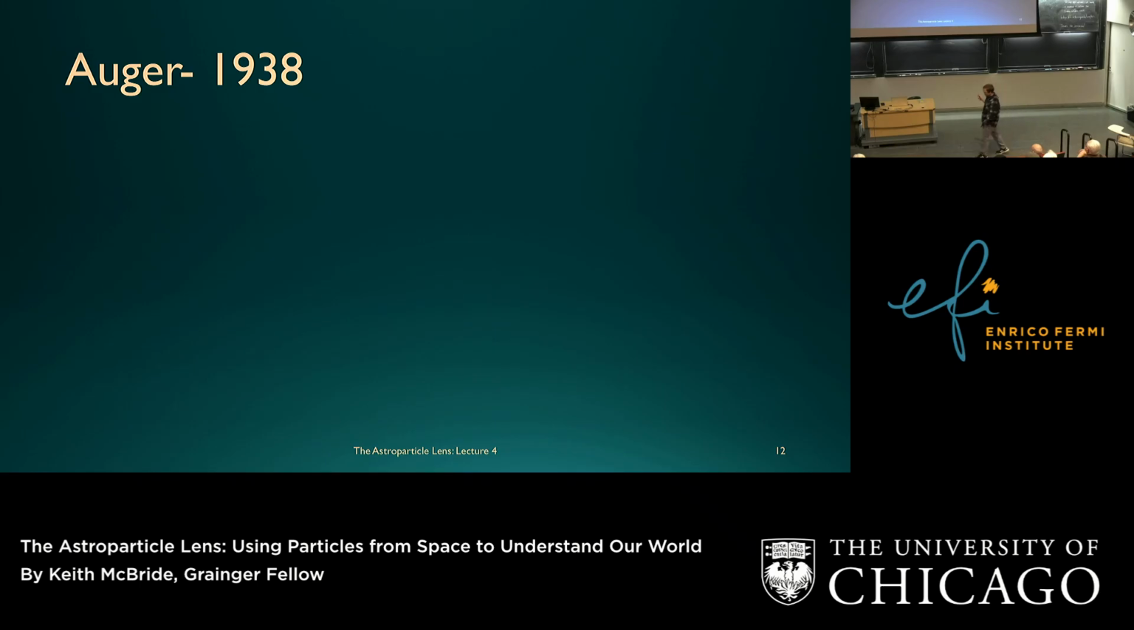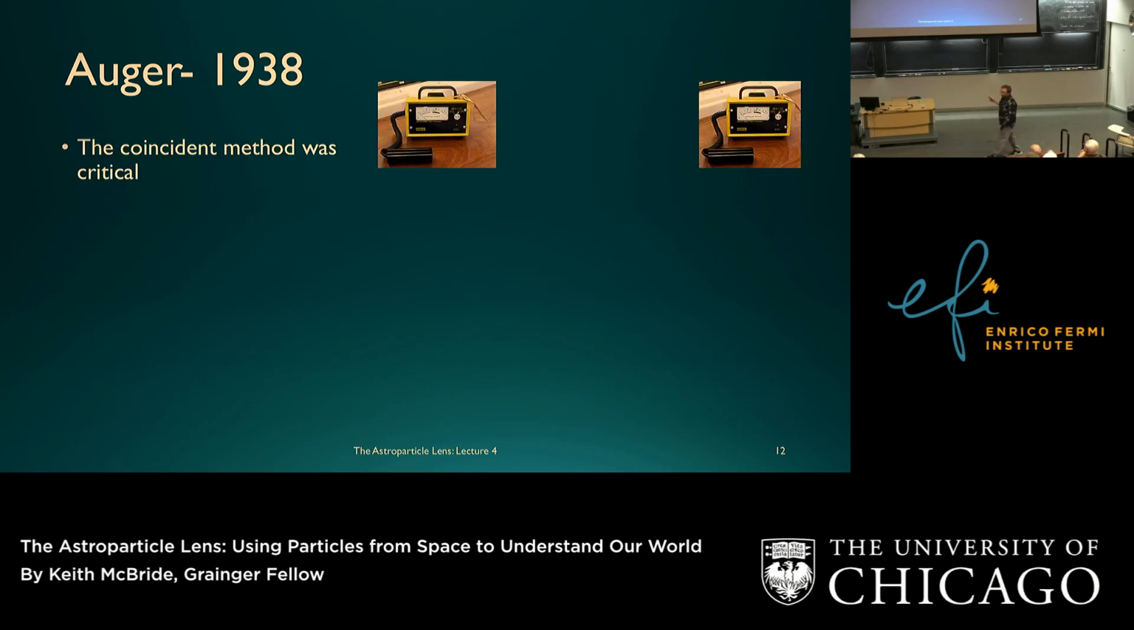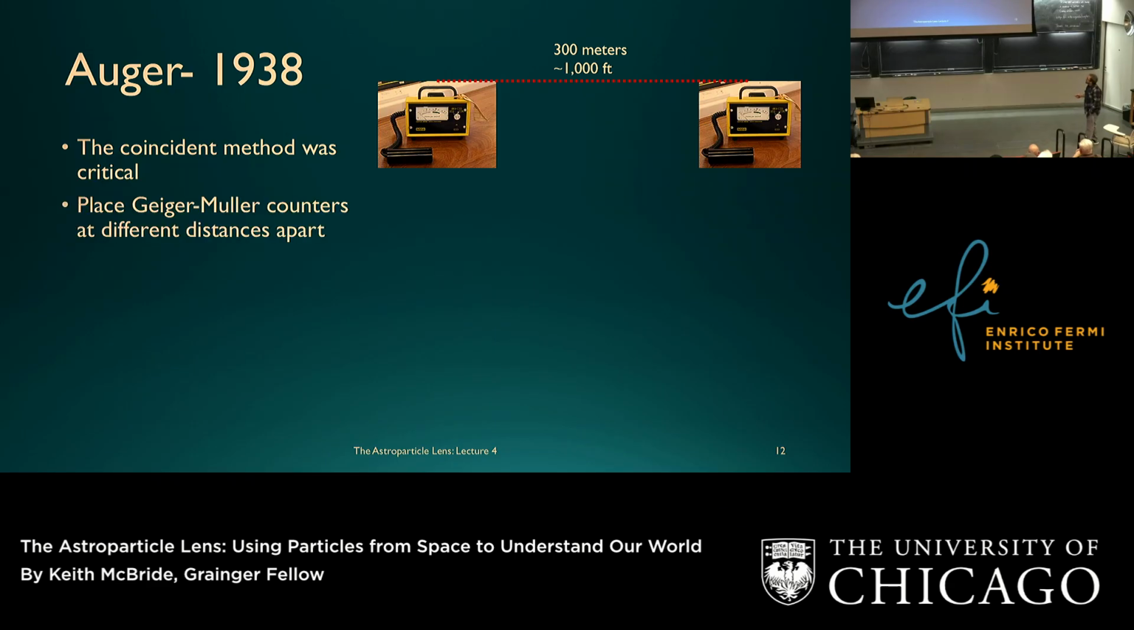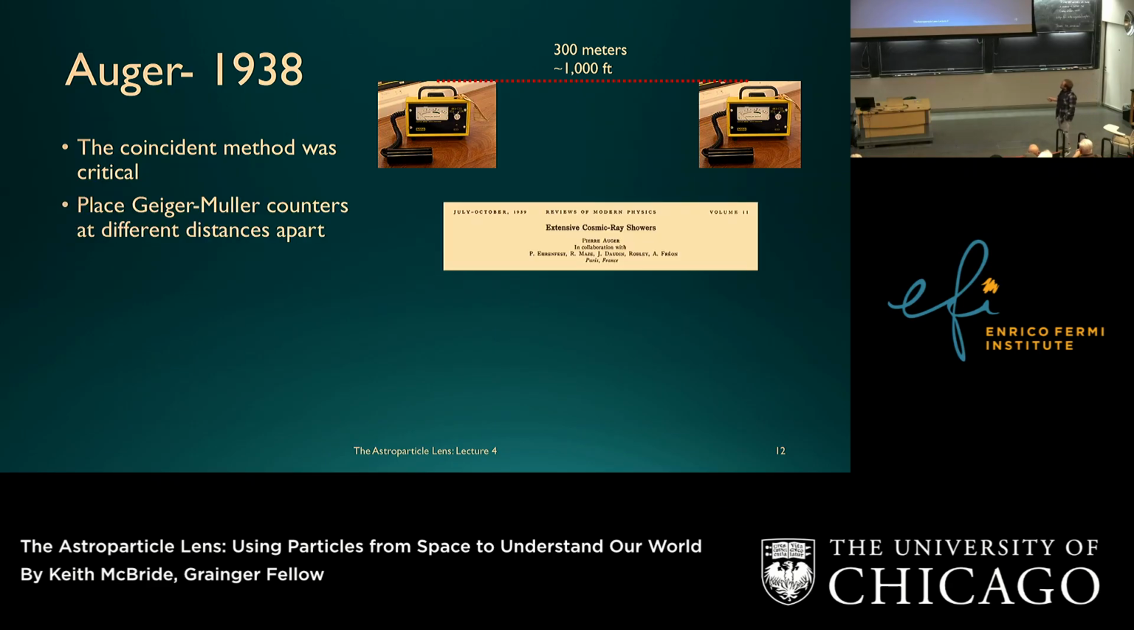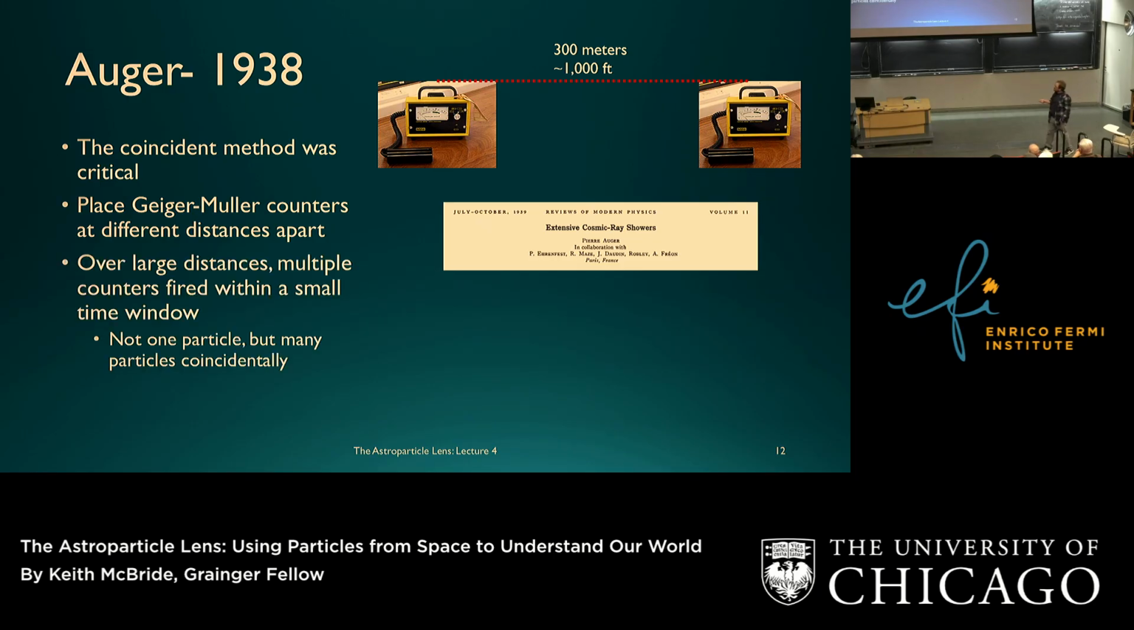So along comes 1938, Auger says, I have a wonderful idea. I'm going to do your coincidence method, but I'm going to put those coincidence method Geiger-Müller counters over 300 meters apart, right? So that's 1,000 feet apart. And as he puts those at different distances, he discovers that some of those counters still go off coincidentally, right? And over large distances like this, he did a really proper analysis, and he said, there was one particle that must have created both of these.